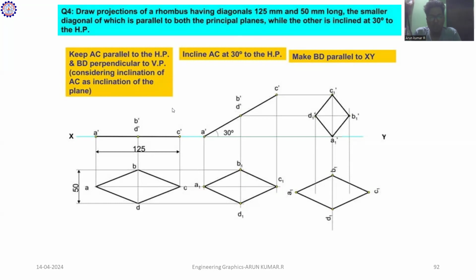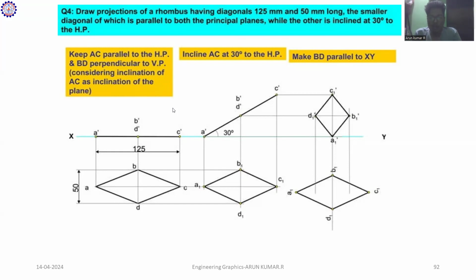Draw the projection of a rhombus having diagonals 125 mm and 50 mm long, the smaller diagonal of which is parallel to both principal planes, while the other is inclined 30 degrees to the HP. So here, first of all, what plane will be given in your problem.